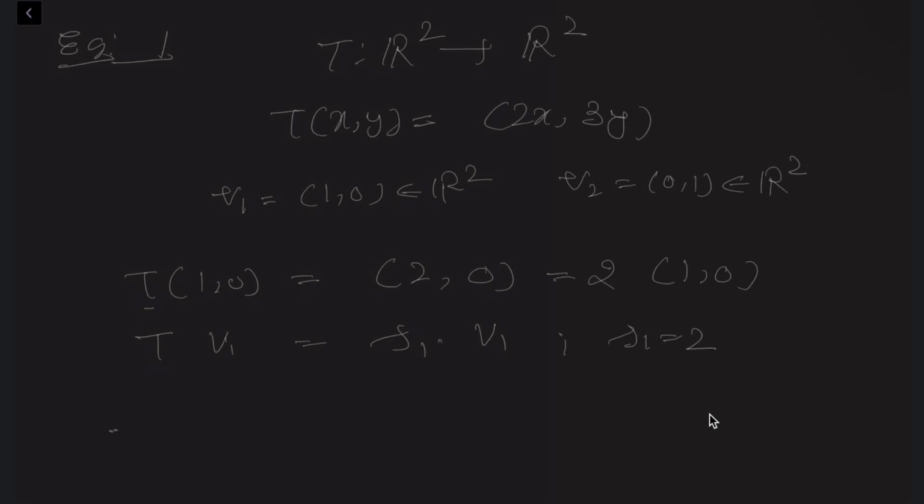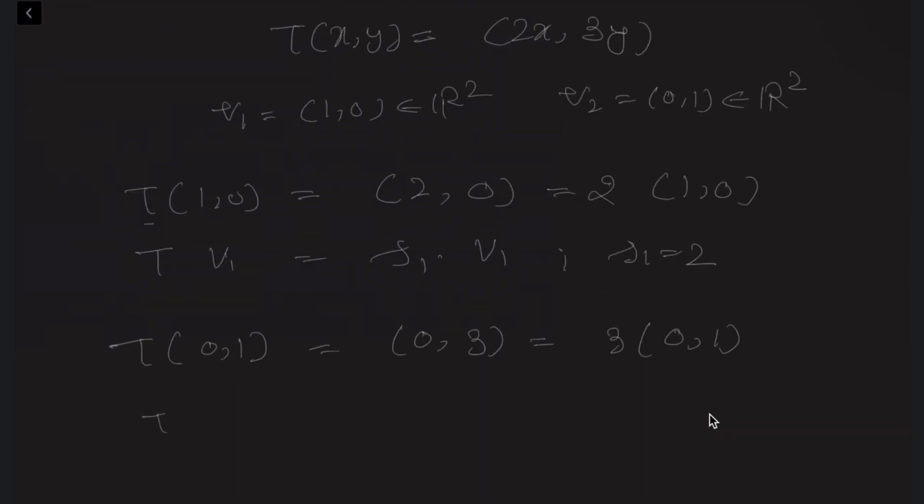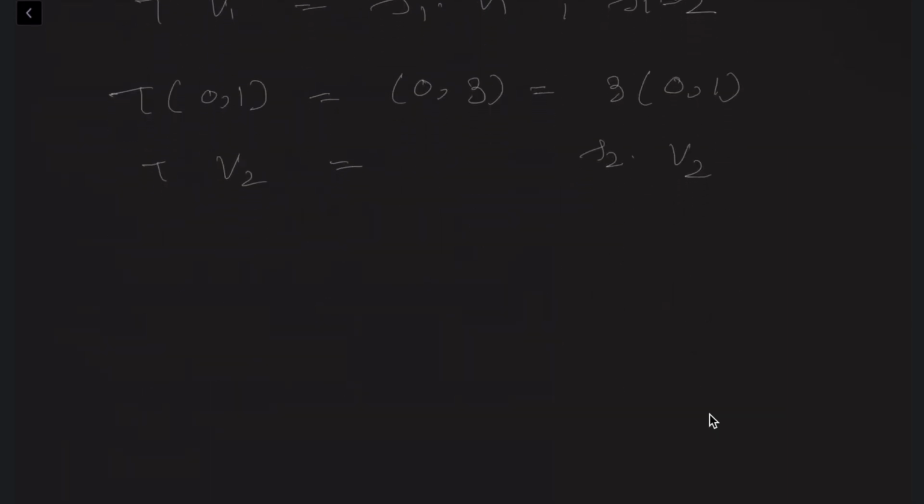Similarly, T of (0, 1) is (0, 3), which I can write as 3 times (0, 1). So T of v2 equals lambda 2 times v2, that is, (0, 1) is an eigenvector corresponding to the eigenvalue lambda 2 equals 3. So the standard basis vectors are the most basic example of eigenvectors.